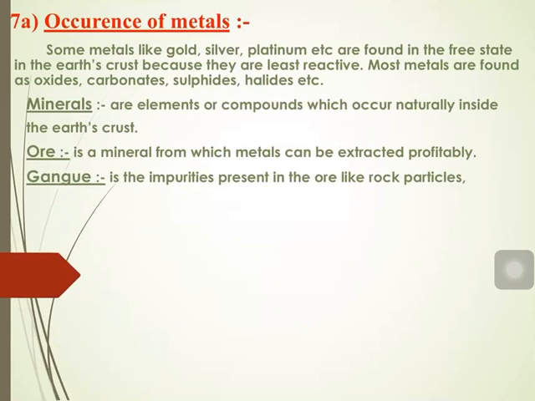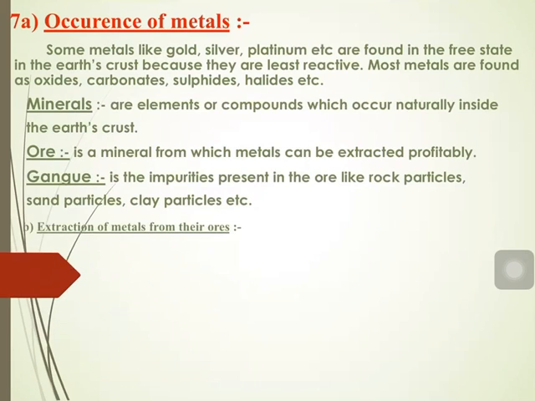Gangue. Gangues are the impurities which are left when an ore is extracted from the earth's crust, and it is stuck with different particles like sand particles and clay particles, and when we wash it or do different enrichment activity, what is left behind is known as gangue. So now we start with the extraction of metal from their ore.